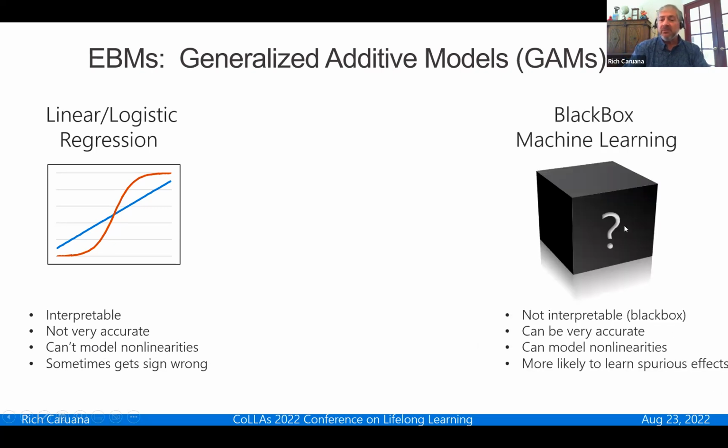The other end is deep learning, black box learning. Obviously not interpretable, but it can be extremely accurate because it can model nonlinearities.